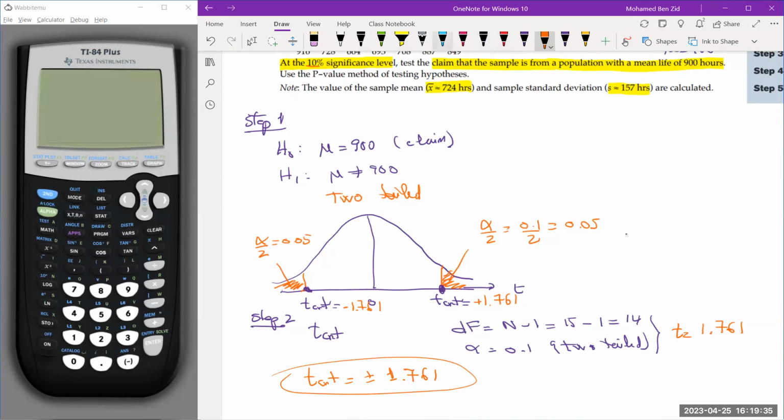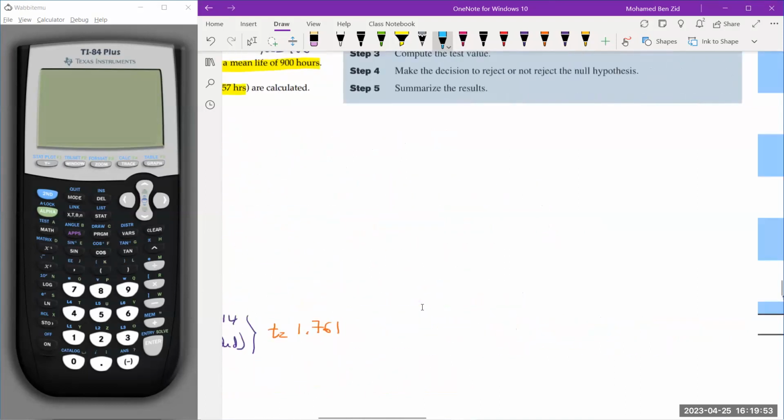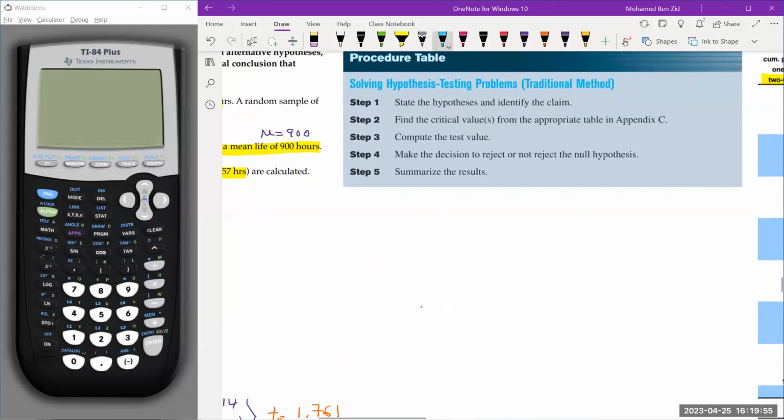All right. Therefore, this is going to be your cutoffs. You're rejecting H0 on the sides, right? And do not reject in between. Okay. All right, so that's step 2. Step number 3, compute the test value.